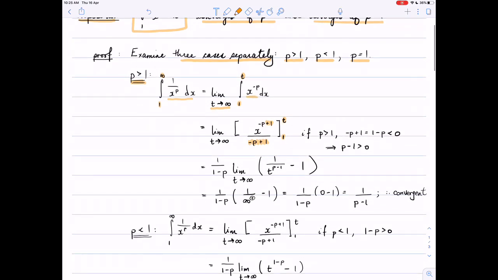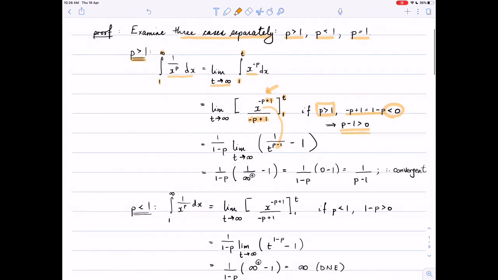I want us to take notice here. We are in the case where p is greater than 1. If p is greater than 1, then 1 minus p, which is the same thing as minus p plus 1, which is our power up here, is negative. So if I move the exponent downstairs, then I get p minus 1, and that is a positive number.